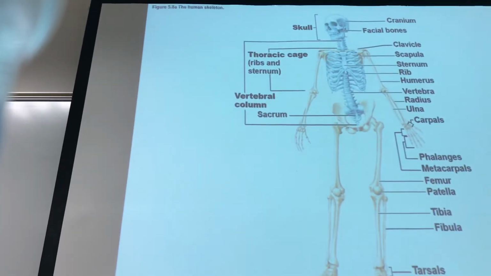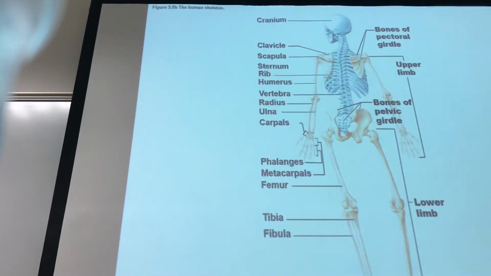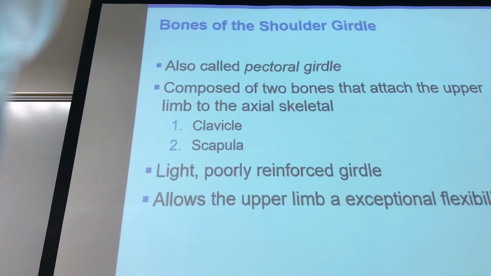And so now we're talking about all the bones that are not blue. Those are the bones that ultimately make up our appendicular skeleton. So all the bones that are not blue are bones of the appendicular skeleton. And our appendicular skeleton begins with something called our shoulder girdle.